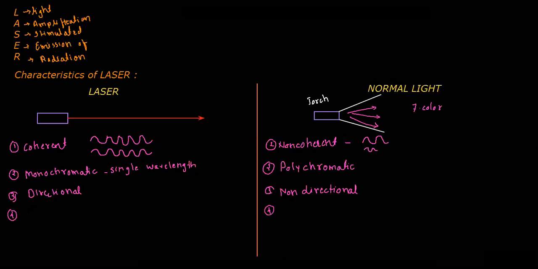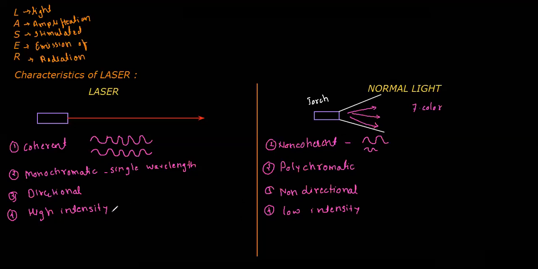High intensity. So laser is high intensity, and this is obviously low intensity. See, due to this high directionality, which means all the light is in the same direction, that makes it high intensity, or highly intensive.